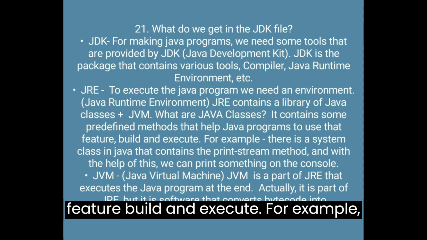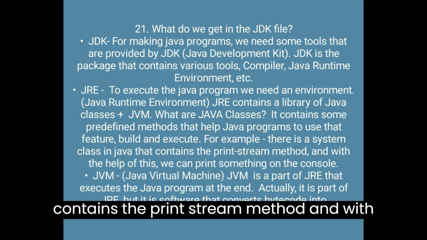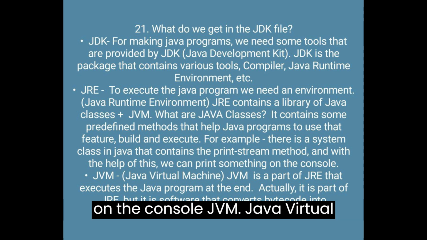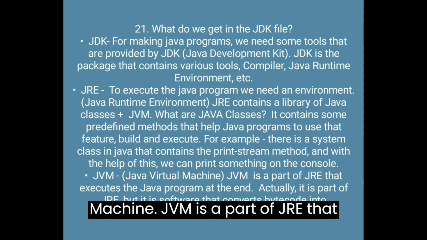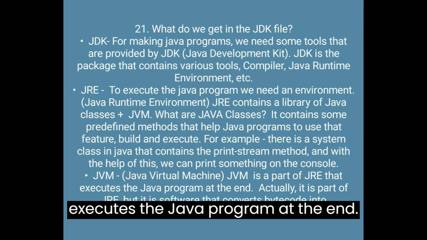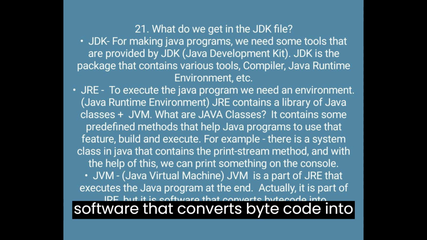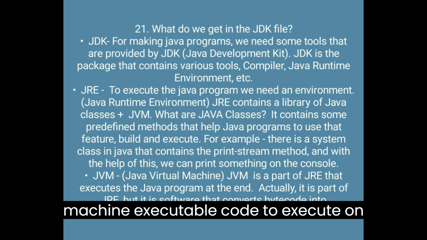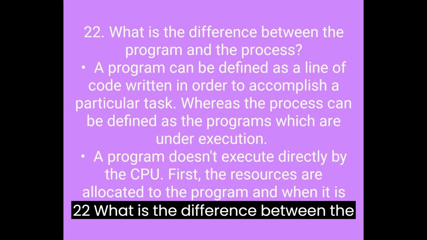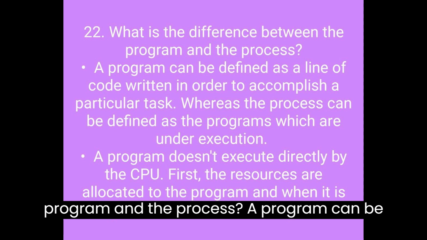What are Java classes? They contain some predefined methods that help Java programs to use that feature, build and execute. For example, there is a System class in Java that contains the PrintStream method, and with the help of this, we can print something on the console. JVM, the Java Virtual Machine, is a part of the JRE that executes the Java program at the end. It is software that converts bytecode into machine executable code to execute on hardware.